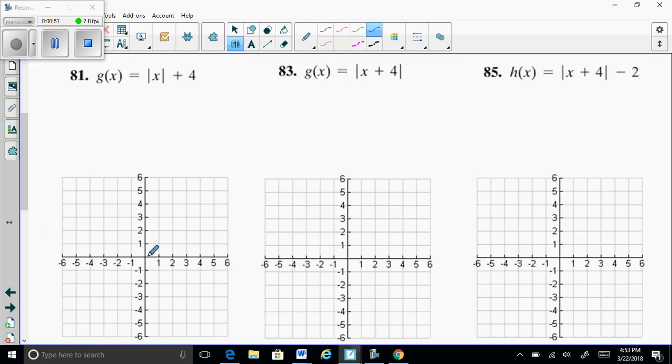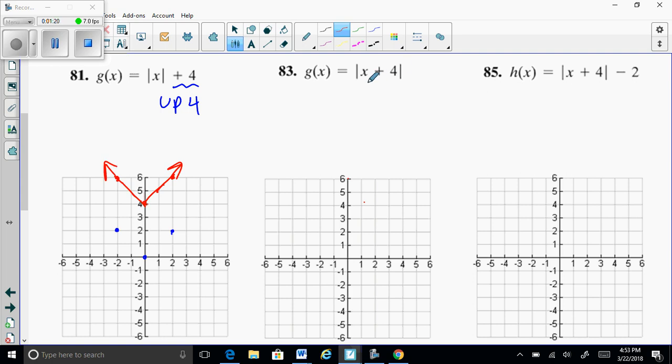So just to get started, I'll plot those 3 points right there. Okay. And so this plus 4 is just going to tell us to go up 4. And that's going to be about it. So let's see, we go up 4, we end up here. We go up 4, we end up here, here, and then it's just going to be that V shape. And so just put arrows on the end, and there you go.